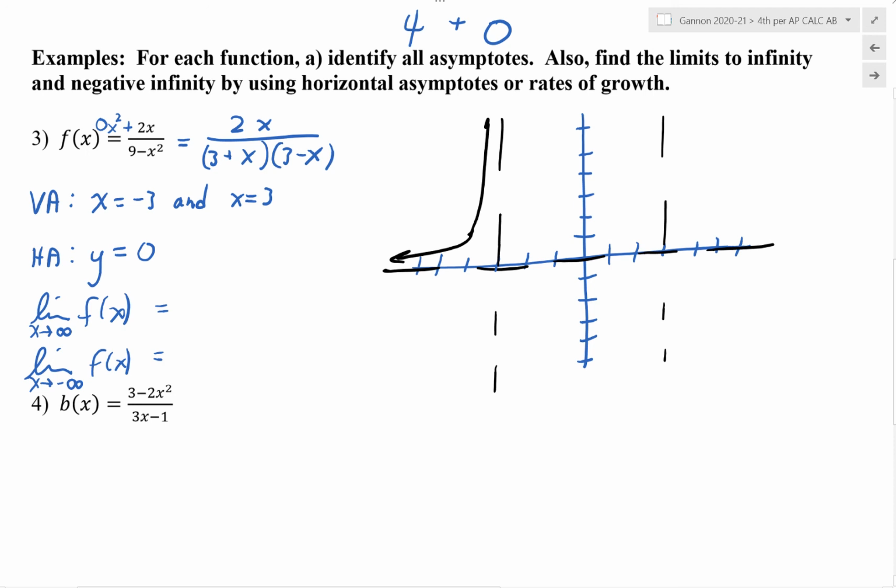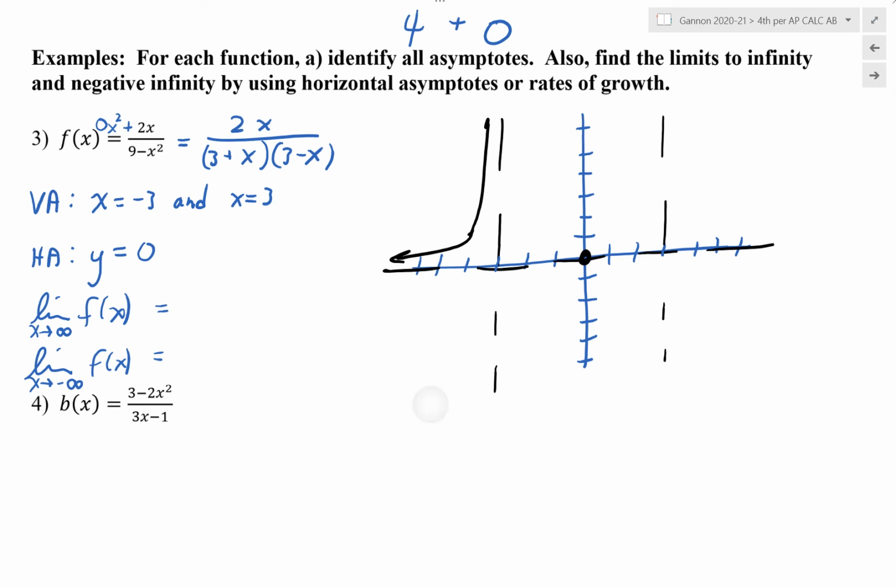A simple value to plug in between here would be like 0. So if we plugged in 0, 2 times 0 is 0. As long as the denominator is not 0, we'll get 0. 9 minus 0 is 9, so 0 divided by 9 is 0. So you have a point on the x at 0, 0.